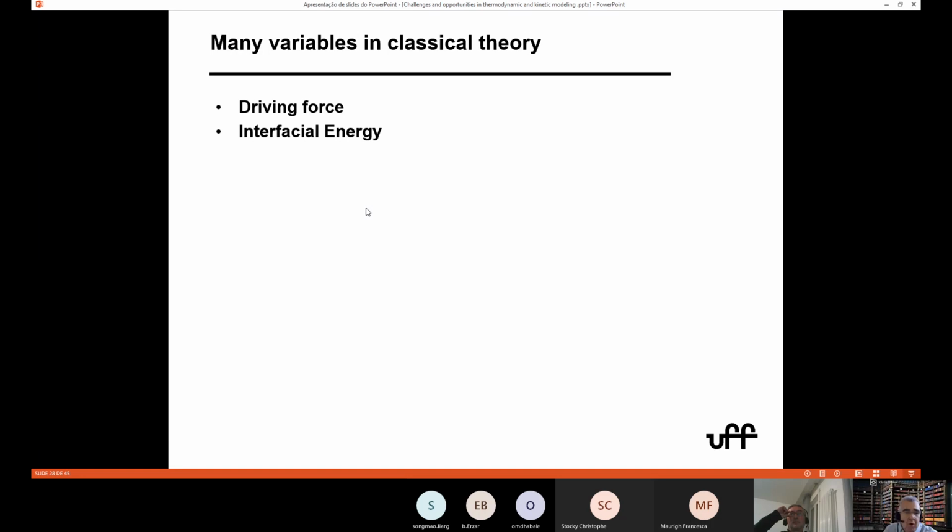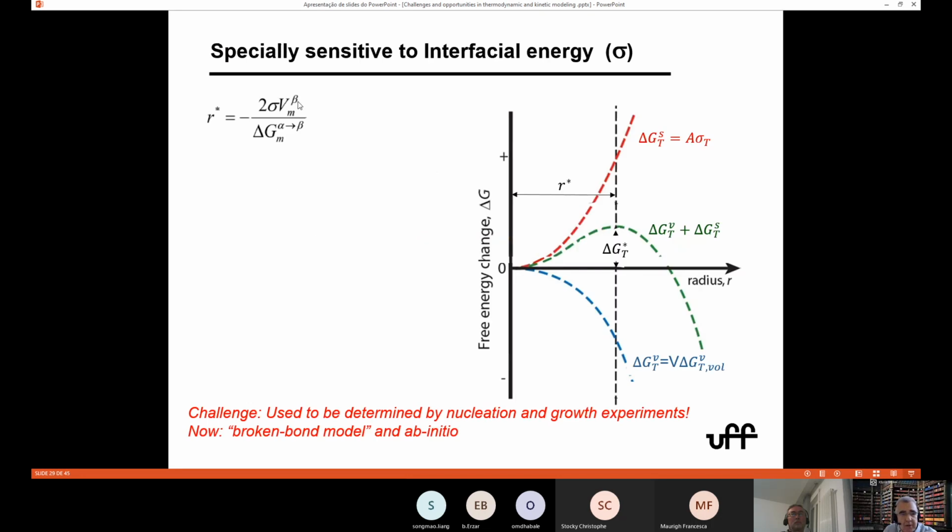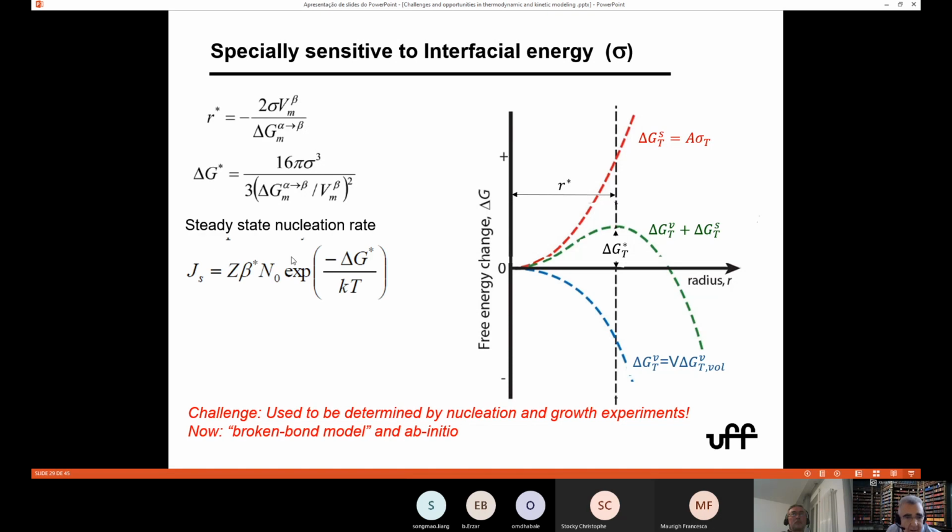Now, you have all these variables, and I'm not going through all of them, but you have to be careful because of interfacial energy in particular. If you recall from our basic classes, in the nucleation theory you have the critical radius and you have the nucleation barrier. The critical radius depends directly on the interfacial energy. The nucleation barrier, how tall it is, depends on the cube of interfacial energy. The nucleation factor depends also on interfacial energy.